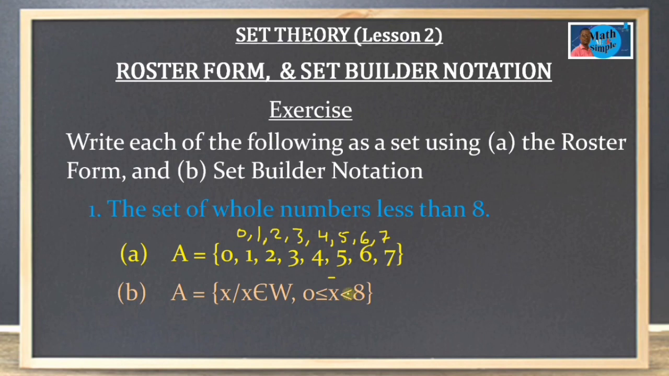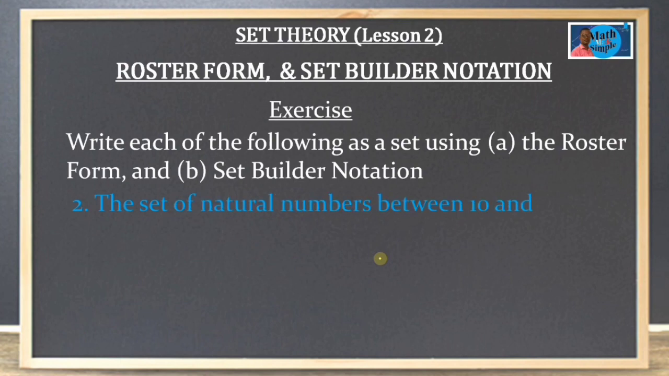All right, so let's see the next problem. Number 2, the set of natural numbers between 10 and 500 exclusive. So those natural numbers are from 11, 12, 13, 14, 15, 16, all the way to 500. Are we going to list all of that? No, the board even will be small for that.